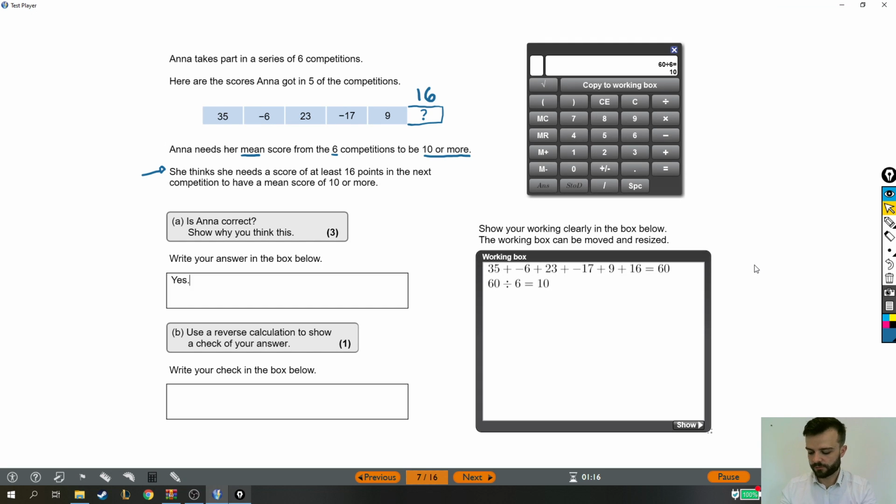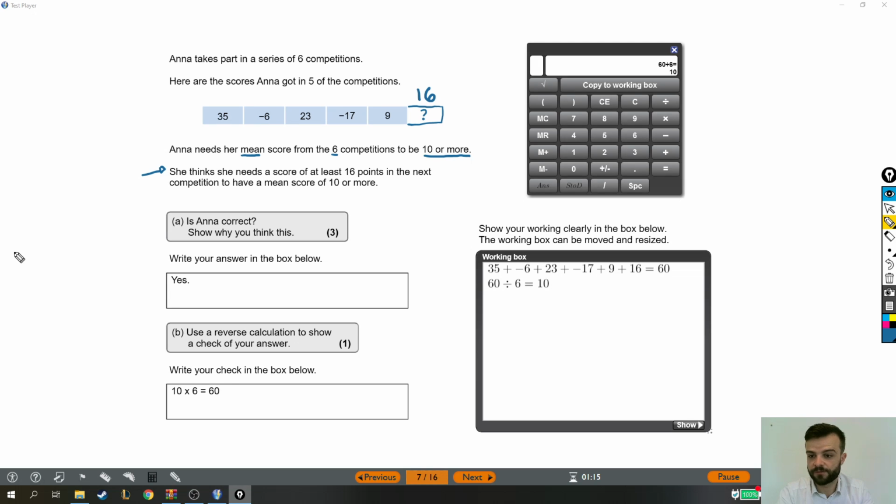Now, as you know, for a reverse check, you start with the answer, and then you do the reverse of what you did the first time round. So we are going to start with 10, which was the answer of the part that we're checking. We divided by 6 before, so we are going to times by 6, and 10 times 6 is 60, which is what we would hope it would be, because that is the missing number from the calculation that we're trying to check.